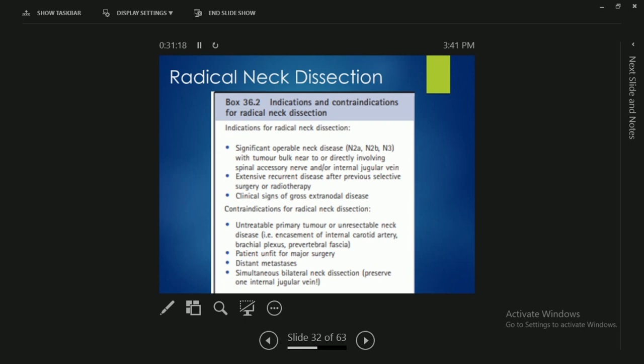The contraindications for radical neck dissection are unresectable primary tumor or unresectable neck disease, that is encasement of internal carotid artery, brachial plexus, prevertebral fascia, patient unfit for major surgery, distant metastasis, and simultaneous bilateral neck dissection, in which one internal jugular vein should be preserved.